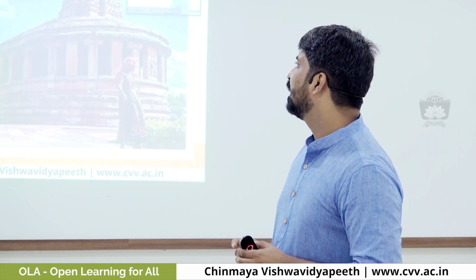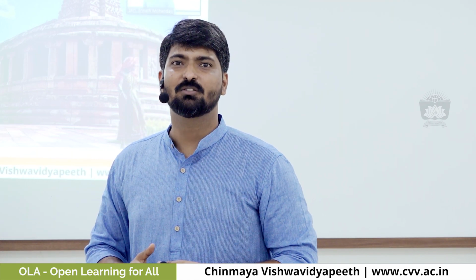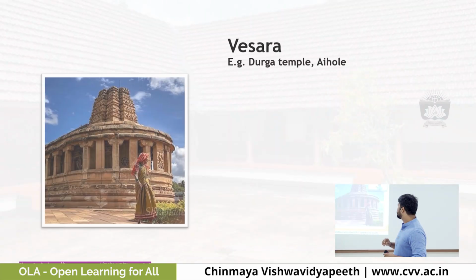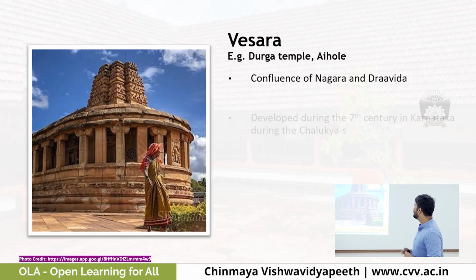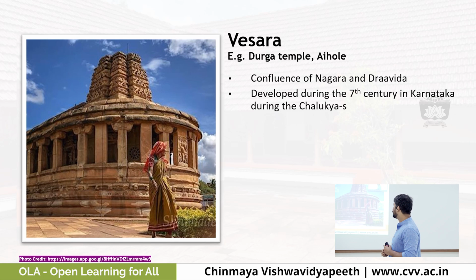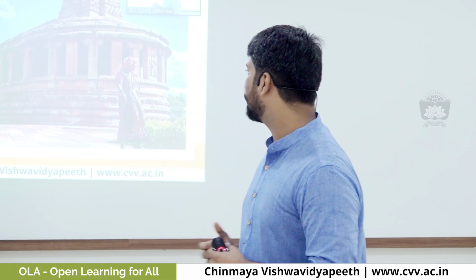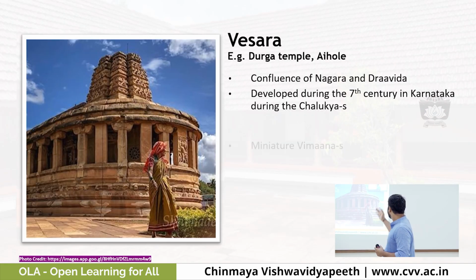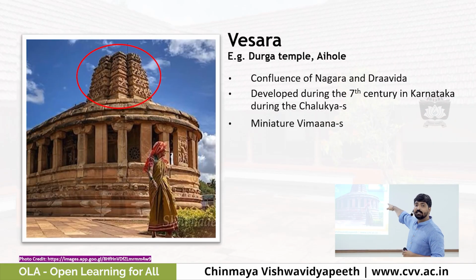Vesara style, which is basically a hybrid of both styles. So it is Dravida plus Nagara. Also, some aspects of both are missing as well. So confluence of Nagara and Dravida, it developed mainly during the 17th century, and Karnataka is the center for this. The great Chalukyas were the principal people behind this. Here you can see miniature Vimanas. Those are not complete ones like we saw in the Dravida style.